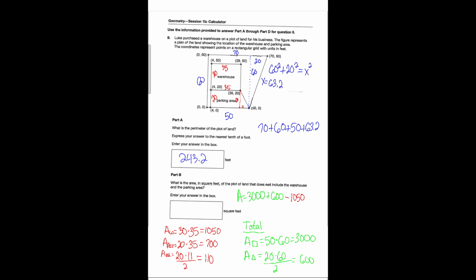And I'm going to write it under it. I know it looks sloppy, but I don't care, because I'm running out of space. So add up 3,000 plus 600 minus 1,050 minus 700 minus 110, and you should end up with, write it in black, 1,740 square feet should be your final answer. Hopefully that helps.